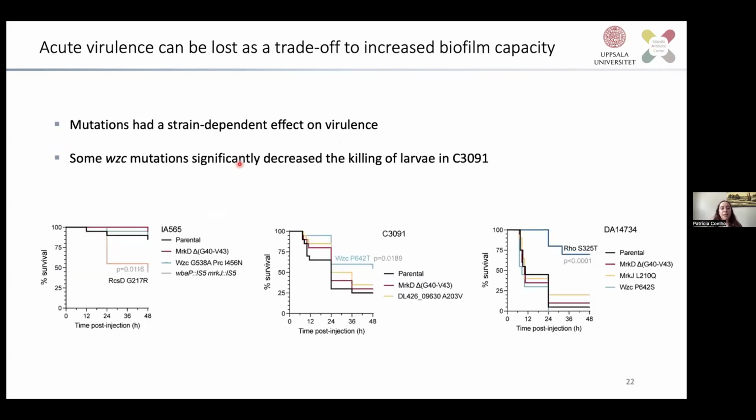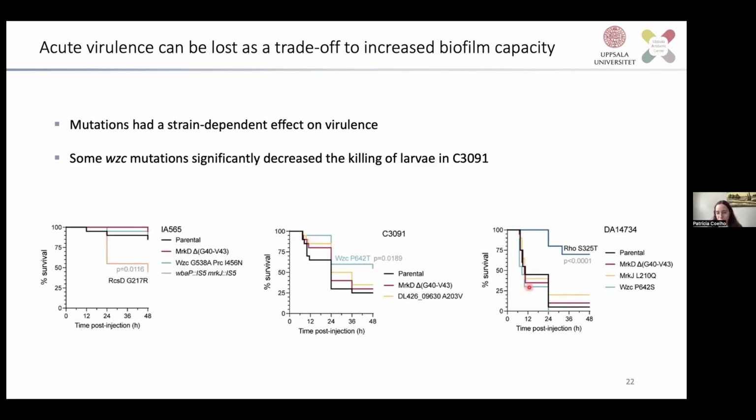But in Galleria mellonella, the results were a bit more inconclusive. There was a strong strain-dependent effect on virulence. We couldn't see correlations between mutations and strains and how they affect the survivability of Galleria mellonella. For instance, we saw that some WZC mutations decreased killing of larvae. Here we have in blue the WZC mutations. Here the larvae are pretty much okay, so the WZC mutant is not doing very much.